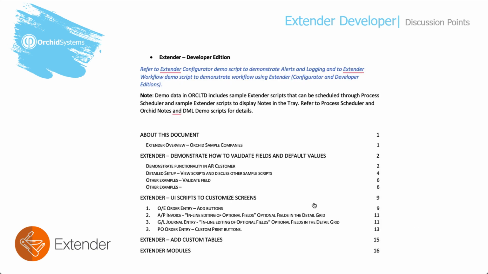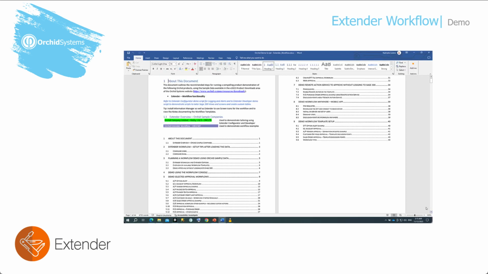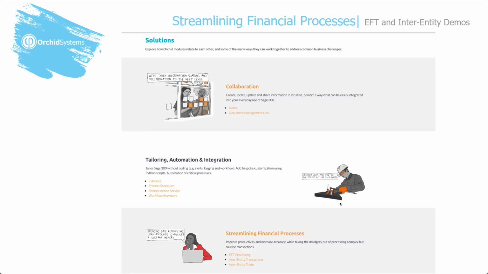So we're not going to go through the Extender Developer sample data as of today, but this is some of the functionality that it includes in the Orc Ltd database. Some example scripts to validate fields, to set default values, some buttons on screens. There's a separate presentation about extender workflow, including how to use the OrcEWF database to demonstrate the extender workflow functionality with a range of workflow templates. We've looked at using Orchid sample data for the collaboration modules, for the tailoring, automating and integration modules.